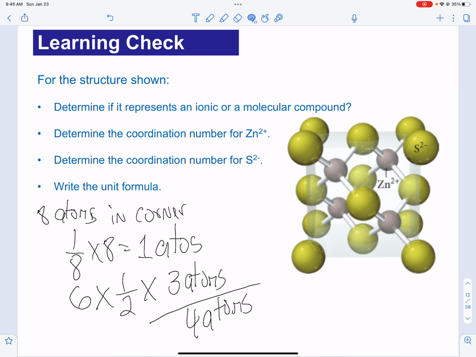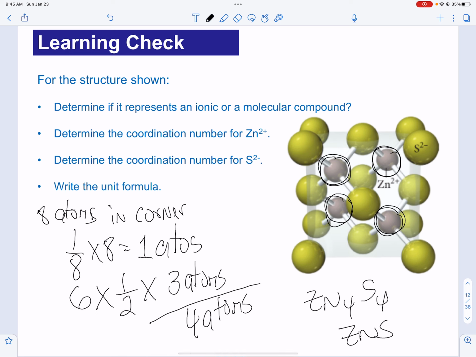Well, the zinc, they appear to be totally inside the cell. They are not being shared with the other unit cells coming to the top or to the front or to the back. So the zinc, you're also going to have 4. So what did we do? We came up with 4 zincs and 4 sulfides, which give us exactly the same thing.